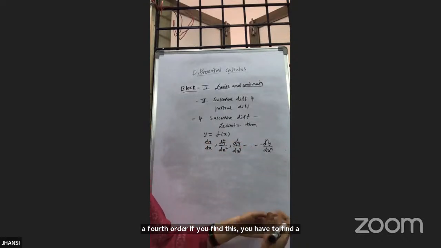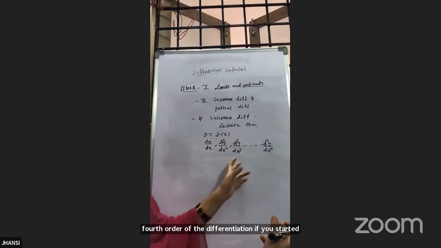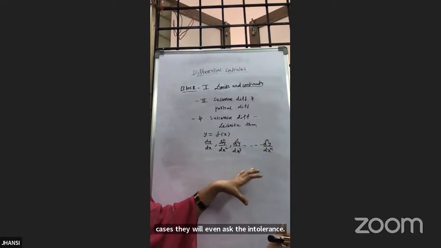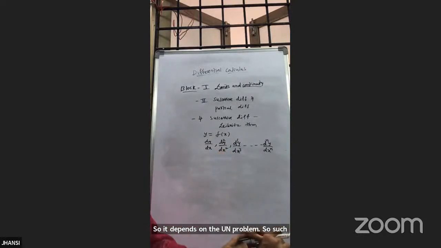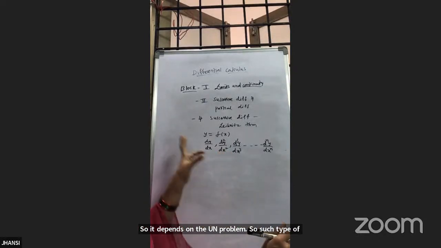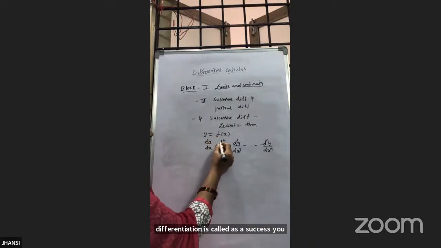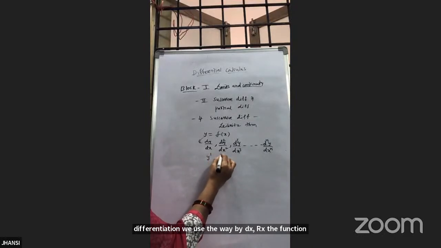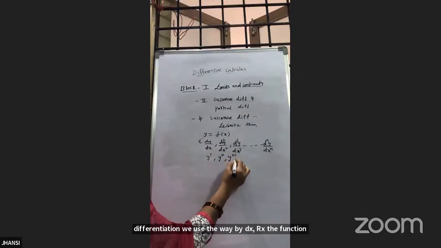If a fifth order is there, sixth order, or eighth order, in some cases they will even ask the nth order also. So it depends on the given problem. Such type of differentiation is called successive differentiation. And also remember that for the differentiation, we'll use dy by dx, or if the function is of y, we'll write it as y dash, y double dash, triple dash, y to the power of n.